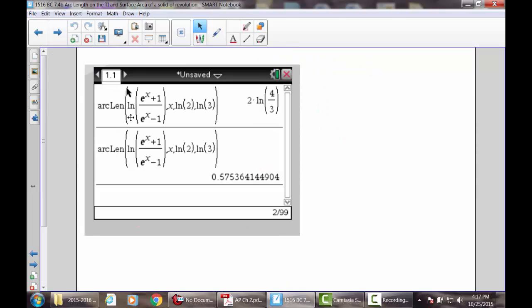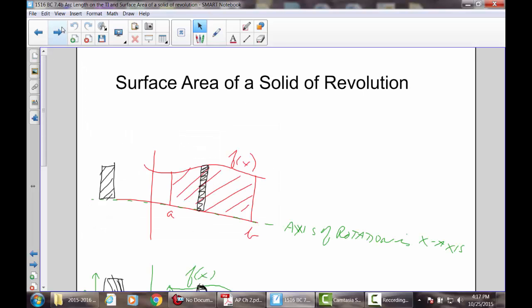If you wanted the arc length of the function y equals the ln of (e to the x plus 1) over (e to the x minus 1) with respect to x from ln 2 to ln 3. If you're in exact mode, you'll get this answer. If you're in approximate mode or you press control equals, you'll get this answer.